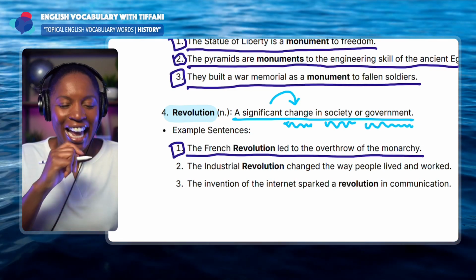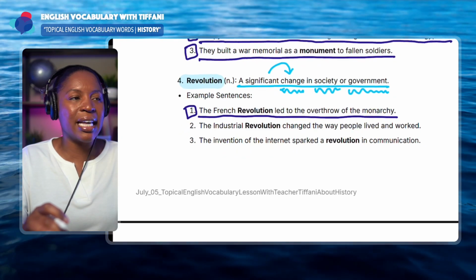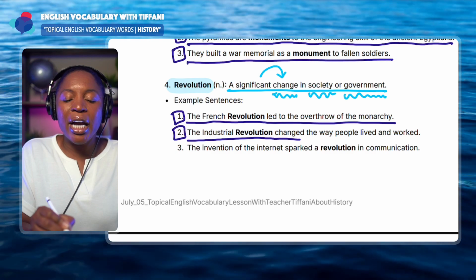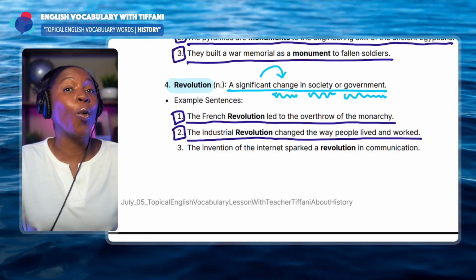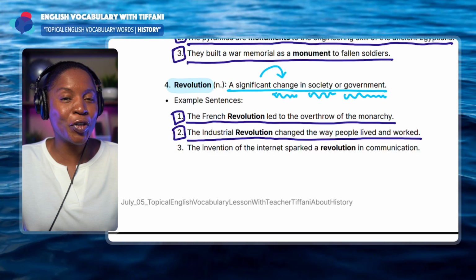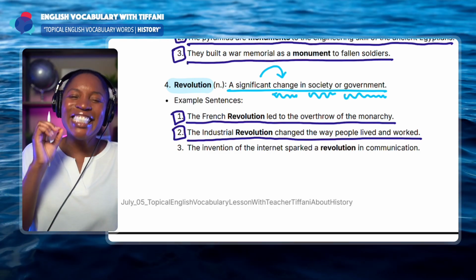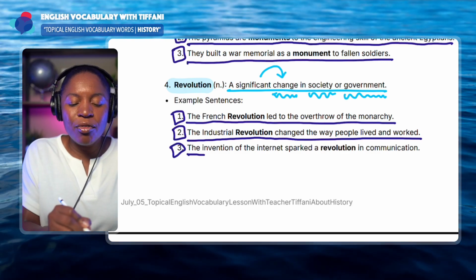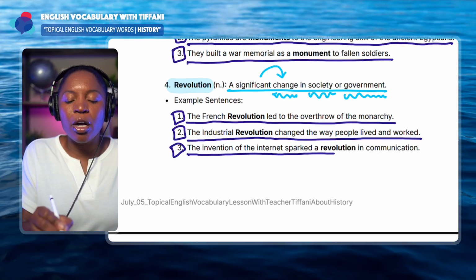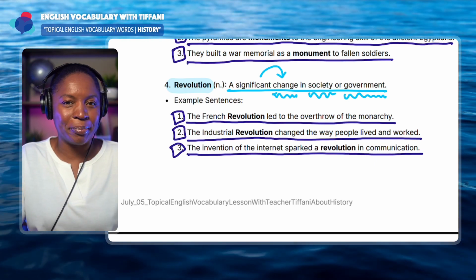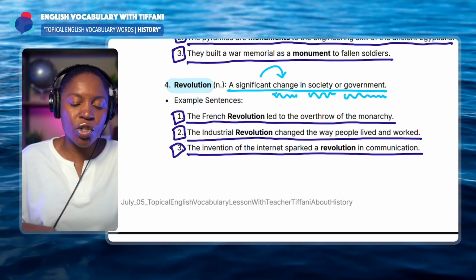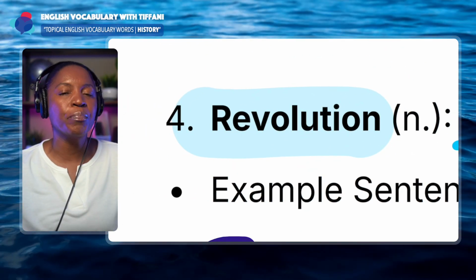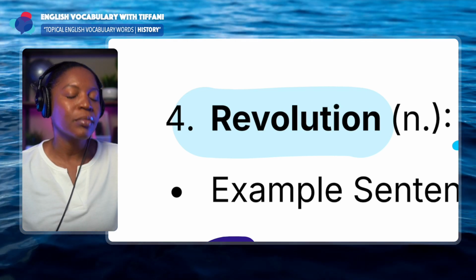You got it? Excellent. All right, let's check out the second example sentence. Here we go. The Industrial Revolution changed the way people lived and worked. One more time, just for you. The Industrial Revolution changed the way people lived and worked. Next, the invention of the internet sparked a revolution in communication. You got it? Excellent. So once again, number 4, our 4th vocabulary word about history. After me, revolution. Good job.